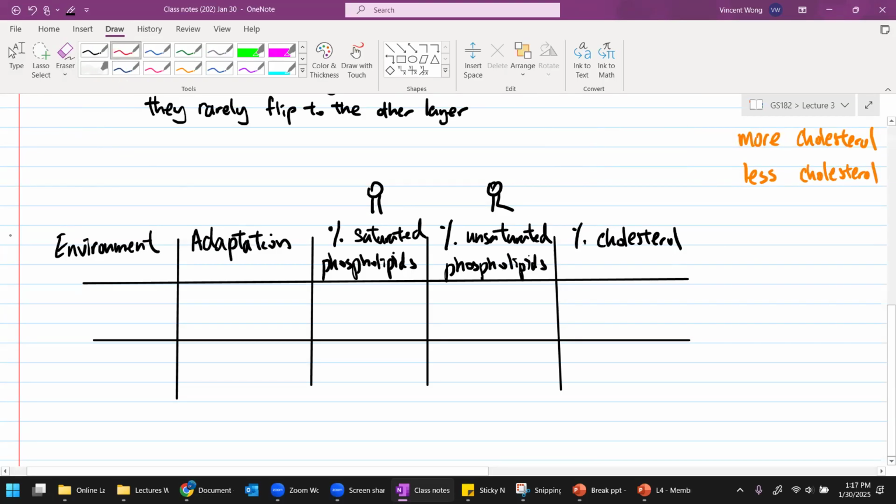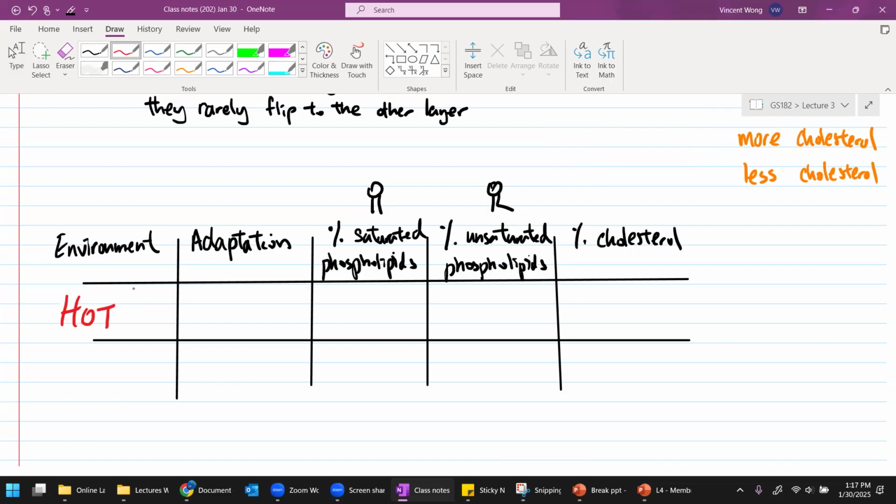So let's say we look at a plant that's growing in a hot environment, like the desert. What kind of adaptation, what kind of modification does the cell membrane need to have in order to withstand the hot environment? I want you to talk with each other first, and then we're going to get the answer in a bit.